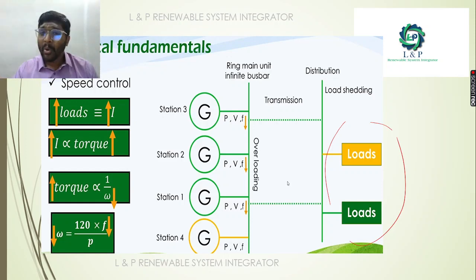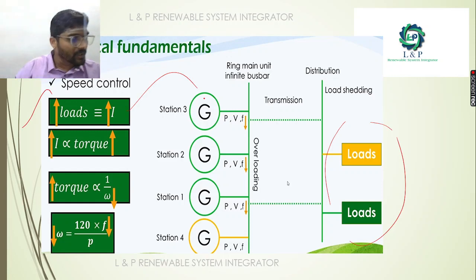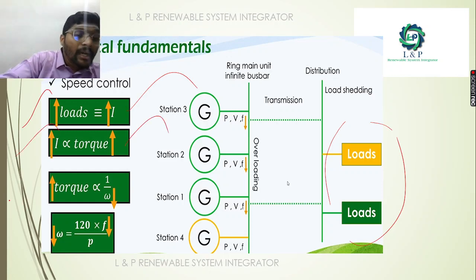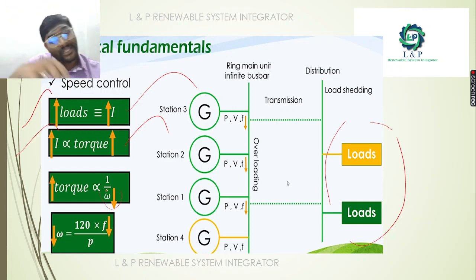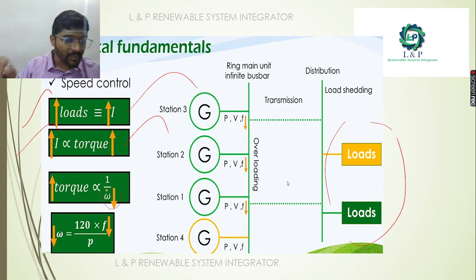So it means here the overloading is going to happen. So what is happening here? The load is increasing. As the load increases, current also increases. When the current increases, torque increases. Okay, but the torque and the angular speed are inversely proportional. As the torque increases, the angular speed will also reduce.